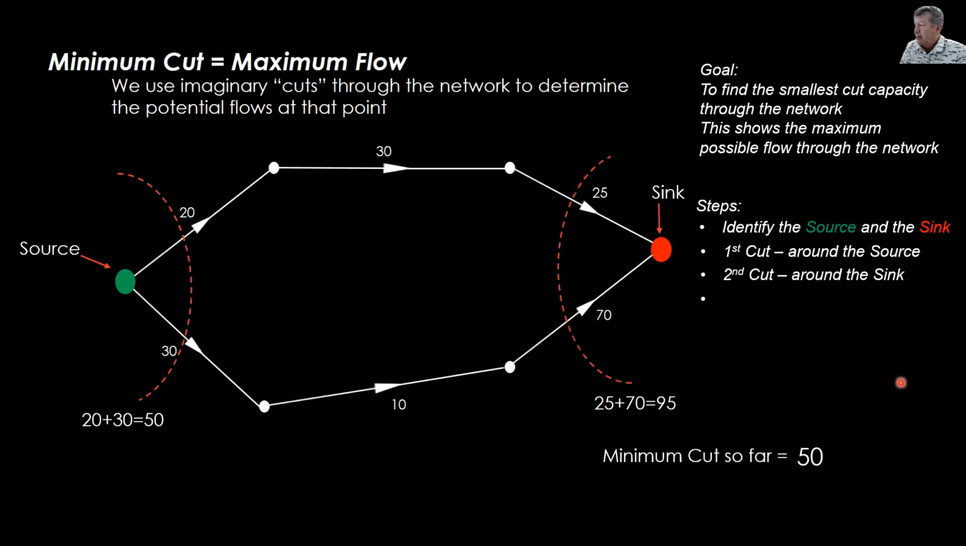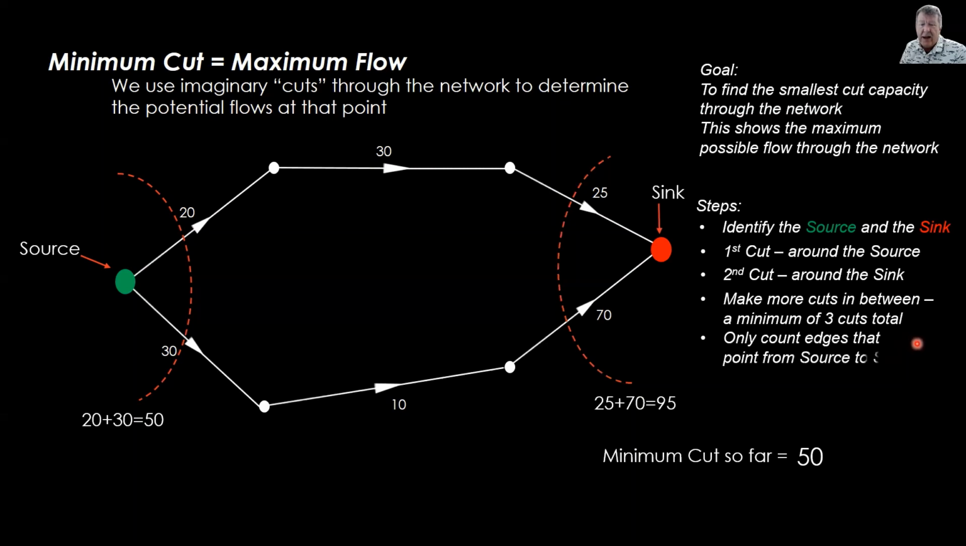All right, third step. We need to make some more cuts between the sink and the source. And we want to do at least 3 of them really. Now, this last point, only count edges that point from the source to the sink. Don't worry about that one so much right now. We'll talk about that in a minute.